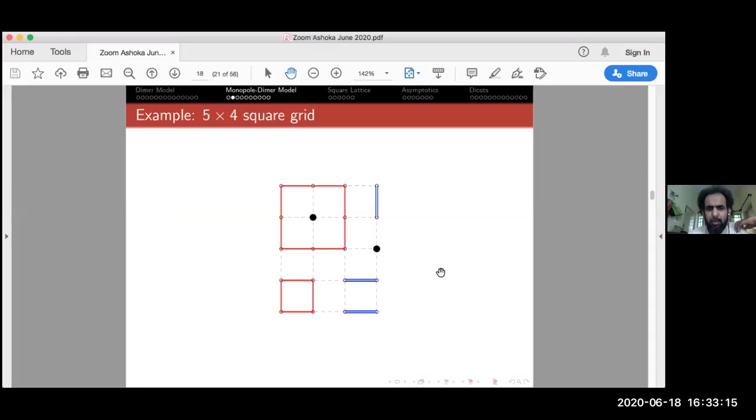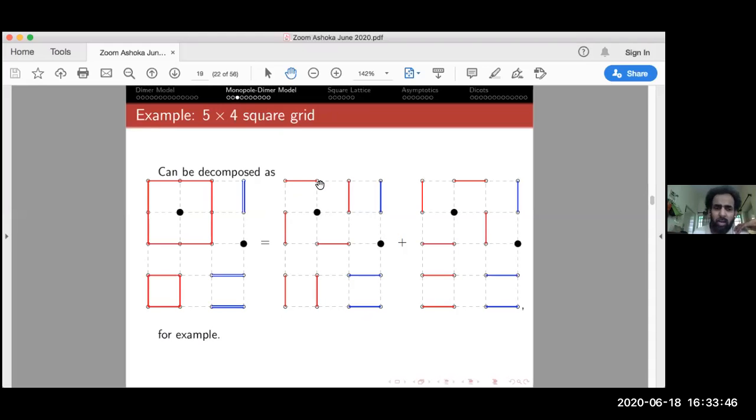So here's an example. Again, my graph is this 5x4 grid graph, and here's a configuration. These two vertices don't talk to anybody, so they're just isolated. The red ones are loops of even length, and the blue ones are double edges as before. You should think of these loops as having an orientation, either clockwise or counterclockwise.